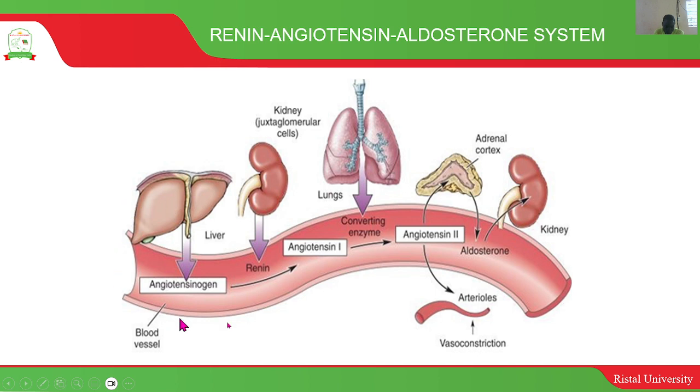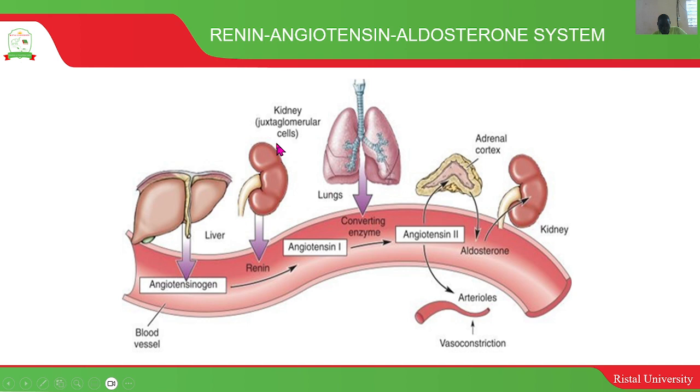Starting with the liver, what we have here is our blood vessel. The liver produces a hormone which we call angiotensinogen. This is a prohormone, and it has an impact on the blood vessels. But it is produced in an inactive form, waiting for another activation for it to be active, to function. So the liver does this work to produce the angiotensinogen.